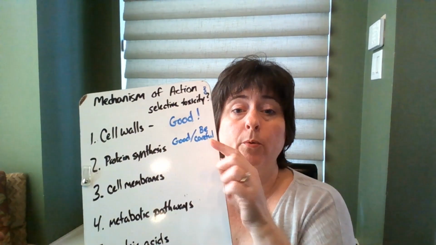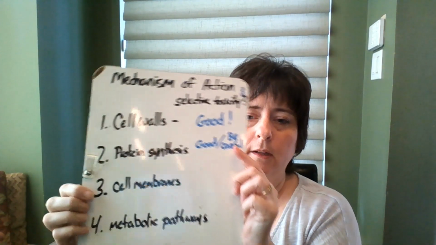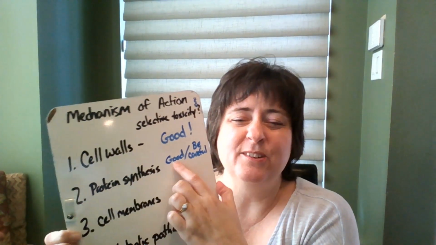But basically, what you need to know is that the ribosomes from prokaryotes are different enough that we can target prokaryotic ribosomes and leave our eukaryotic ribosomes alone. So in regards to selective toxicity, that makes this category good.